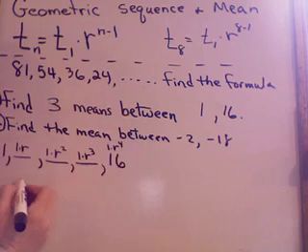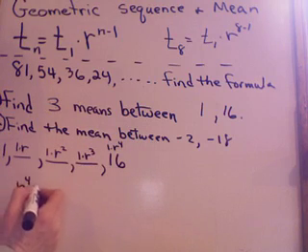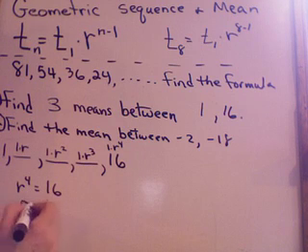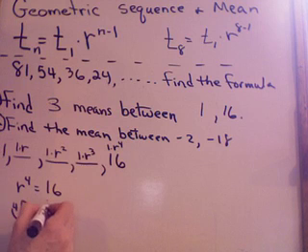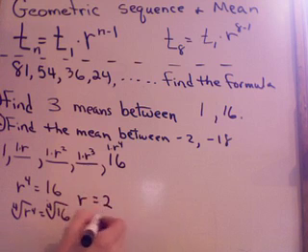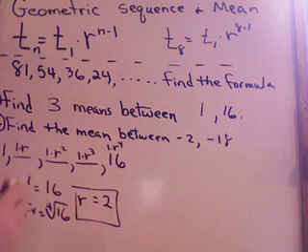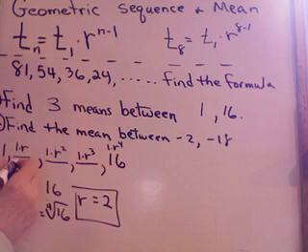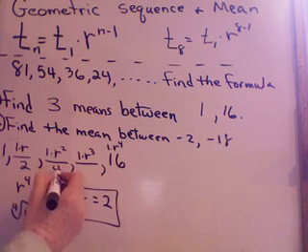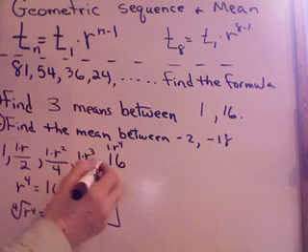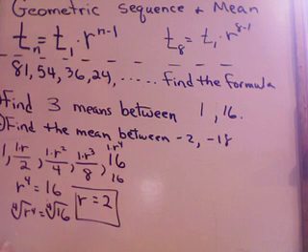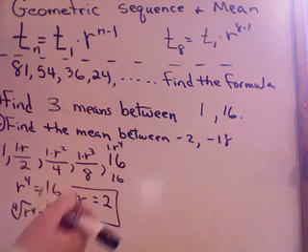This is a neat little equation to solve. R to the fourth equals 16. What does r equal? Take the fourth root of r to the fourth and the fourth root of 16. So I get r equals 2. Let's check and see if it works. What's 1 times 2? 2. What's 2 times 2? 4. 4 times 2? 8. 8 times 2? 16. You see? It works. So that's a nice way to find a mean in between two numbers.